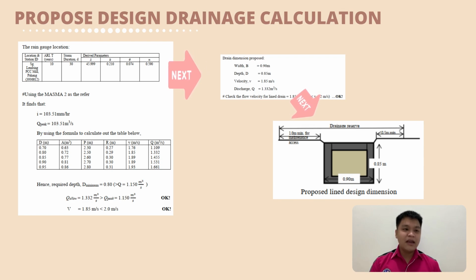Other than that, it can find the required minimum depth, which is 0.80 meter, which has the bigger Q allowed than the Q peak. The Q allowed is equal to 1.332, bigger than the Q peak 1.150, so it's okay. For the velocity, V is equal to 1.85, so also okay since it is smaller than 2.0. Okay, so the drainage dimension proposed will be the width is 0.90 meter, and the depth will be 0.85 meter, and the velocity will be 1.5 meters per second, and the discharge Q is equal to 1.332 meter cube per second.